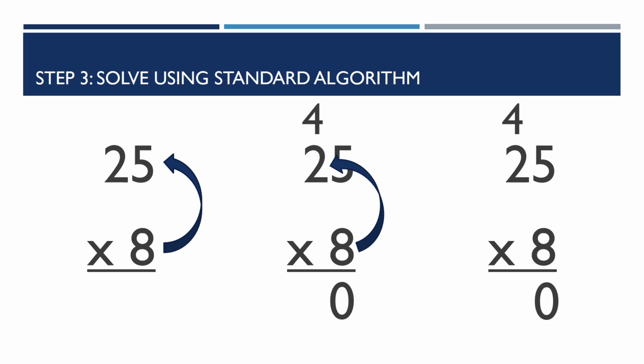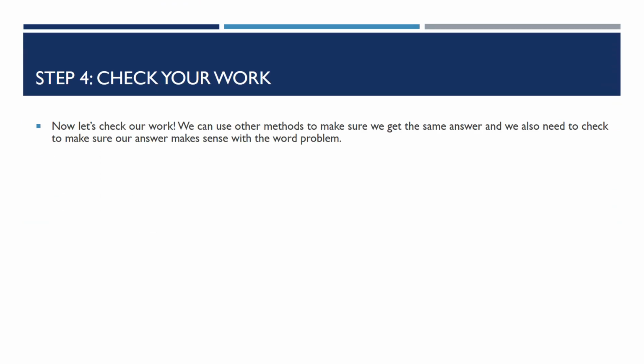Now we will multiply the 8 by the tens place, which is a 2. 8 times 2 equals 16. Then we need to add the 4 tens to this number, which gives us 20. Write the numbers below to get our answer. Now our answer is 200, just like before. Now we can move on to step 4.